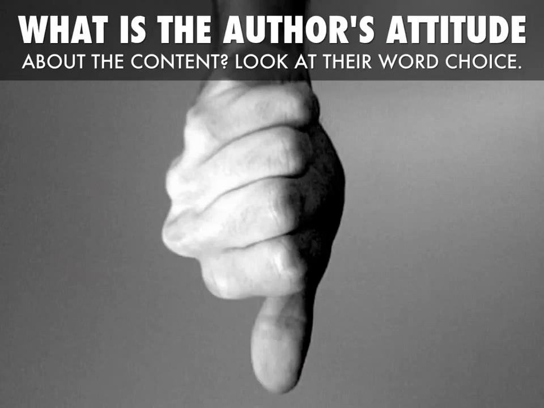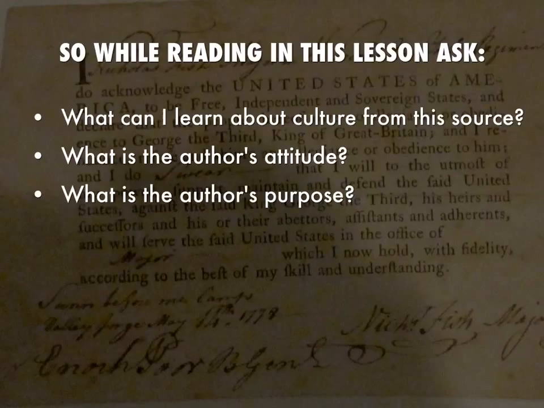So you need to think about what is the author's attitude about the content. One way to do this is look at their word choice. What types of words are they using to describe the content? How are they describing it? You can learn what their opinion is almost about the content from the words that they're using. That's author's attitude. So, while you're reading in this lesson, you need to ask yourself these 3 questions.